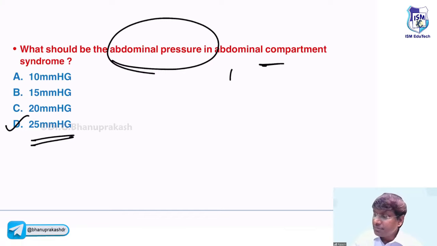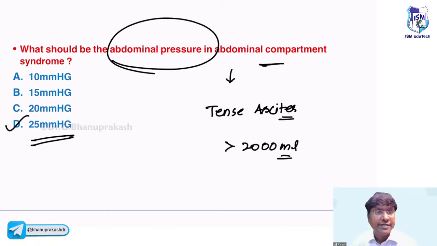And if the abdominal compartment syndrome has developed secondary to accumulation of fluid in the peritoneal cavity, then it is called tense ascites. And for the development of tense ascites, more than 2 liters of fluid should be accumulated in the peritoneal cavity. I'll be showing you the different maneuvers that you will be doing based on the quantity of fluid accumulated.